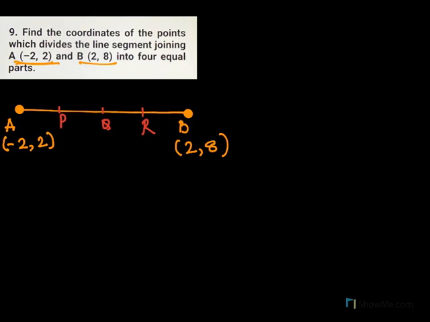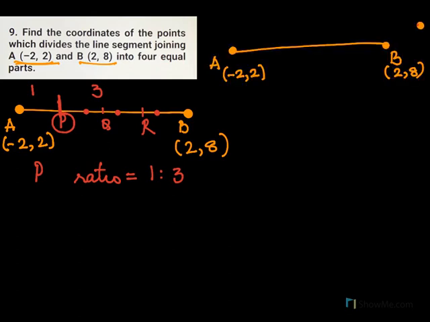Now if we take P, for P, what will be the ratio? There is one part here, this is P, we just focus on P. There is one part here, and here there are 3 parts. 1, 2, 3 parts. So on this side it will be 3. So for the point P, the ratio will be 1:3.